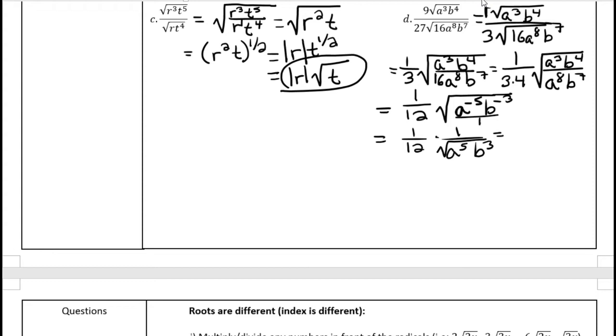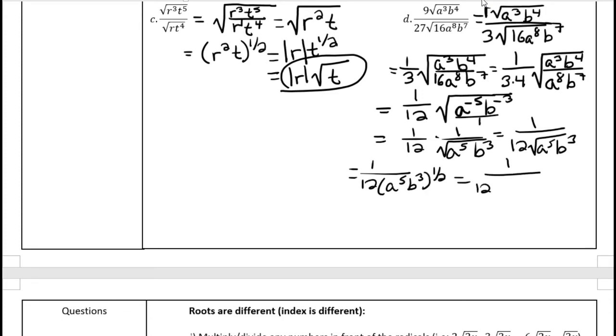All right, so now I'm going to go ahead and convert back to exponential form. At this point, I can put the 12 next to the radical, or next to this guy. So I'm going to rewrite that first. So I got this now. Okay, so I'm going to rewrite that radical as a half power. So I got a to the 5 halves, b to the 3 halves.